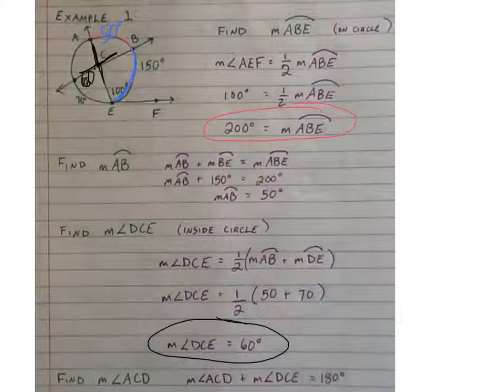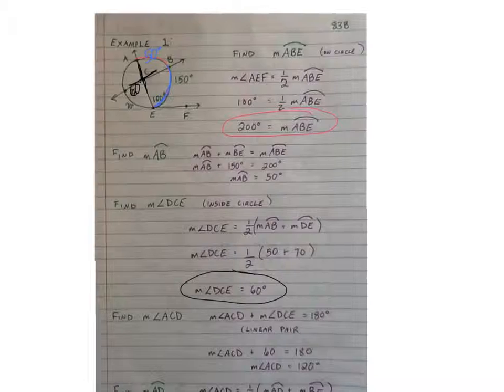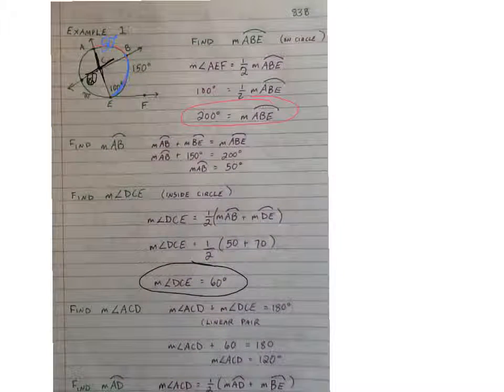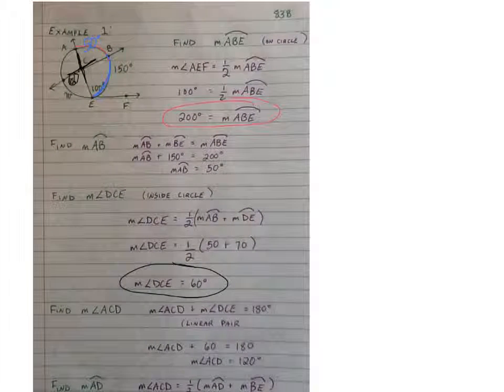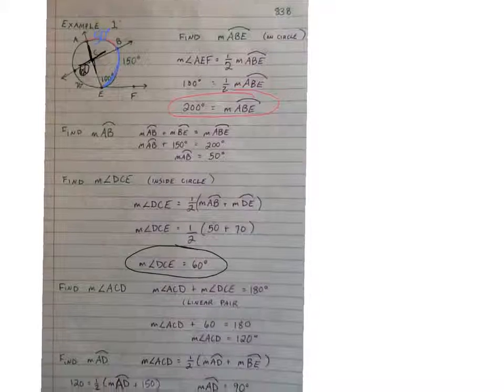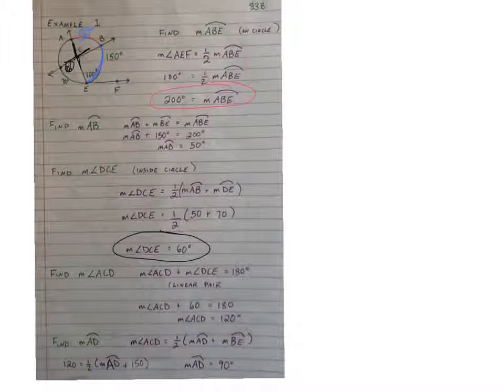And the question continues. It asks us to find the measure of ACD. Well, if ACD is this angle, and we know this angle to be 60 degrees, they form a linear pair, so 60 plus ACD is 180. And we find that ACD is 120 degrees. And the final question that we ask is the measure of AD.